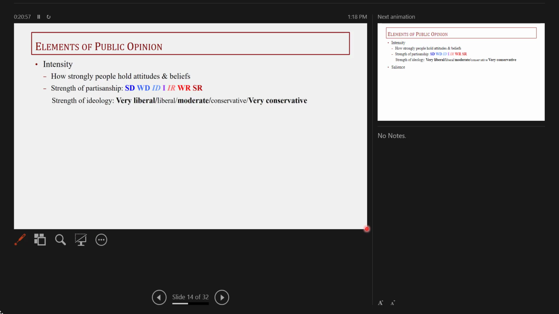Other political issues, when we ask people about their political ideology, we typically give them a variety of choices ranging from very liberal to liberal, or sometimes somewhat liberal, moderate, conservative, very conservative, and so a number of attempts to try and measure intensity.